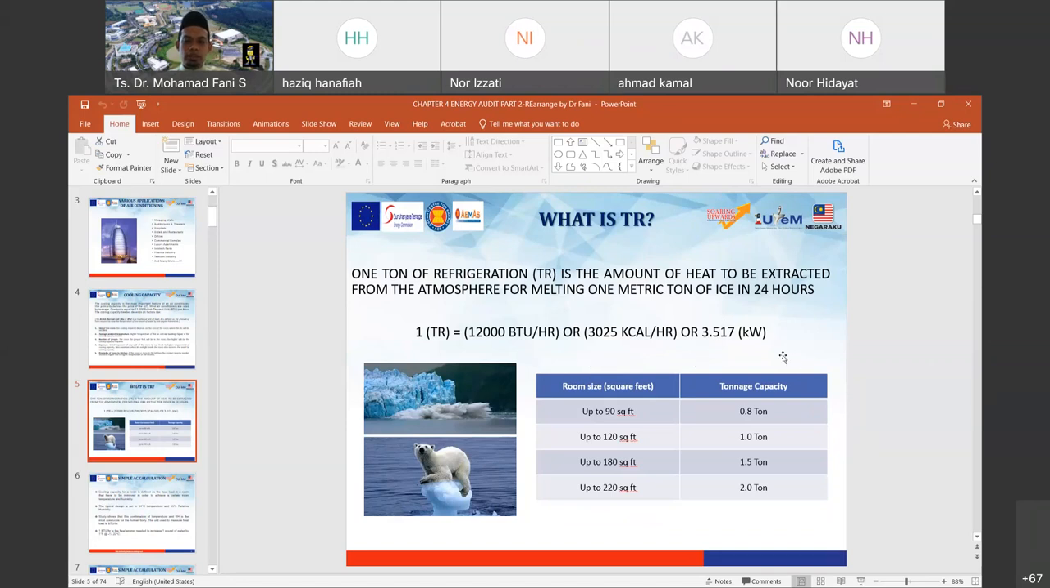To convert the cooling capacity from one refrigerant ton to power consumption, you need this number, 3.517. For example, here, room size up to 90 square feet has a ton capacity of 0.8 ton. With 3.517, for example for 0.8 ton, how do we convert to HP? Because in the shop they sell aircon in HP. I hope you understand this. So from here you need to convert to HP, so you can get the proper aircon size for your room size.